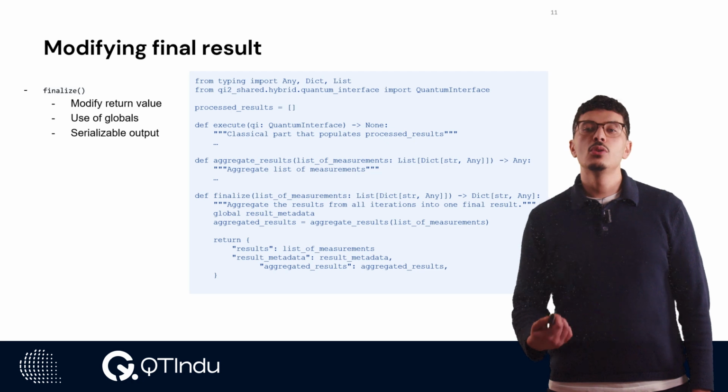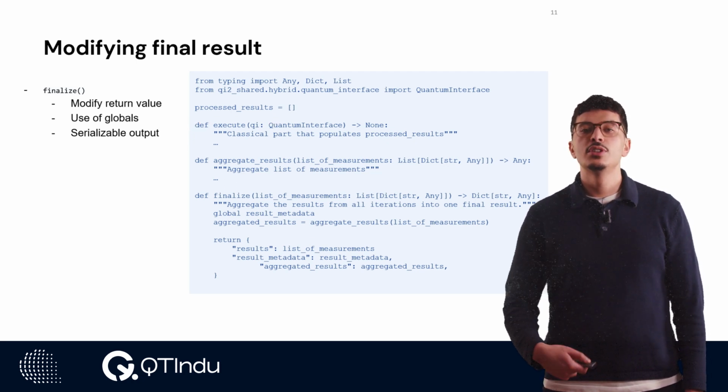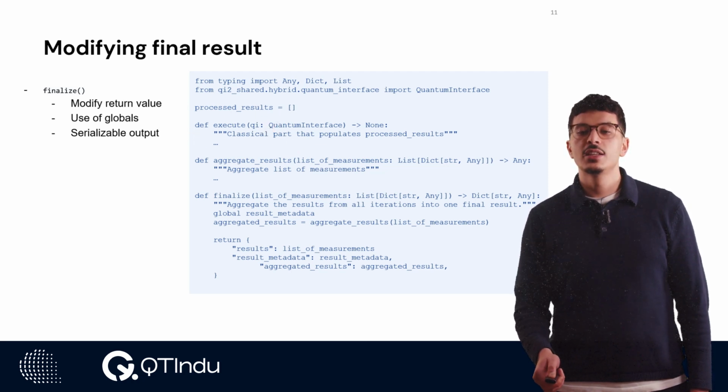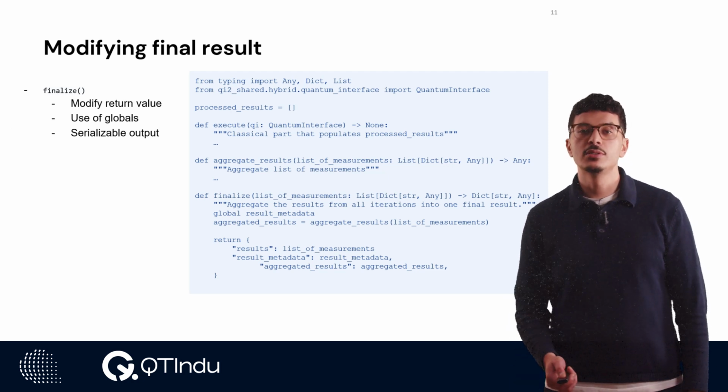Furthermore, we could use global variables, as shown above, to store data that was retrieved in the execute method. In this case, the execute method populates the process results, which later can be used in the finalize method and returned with the final result.